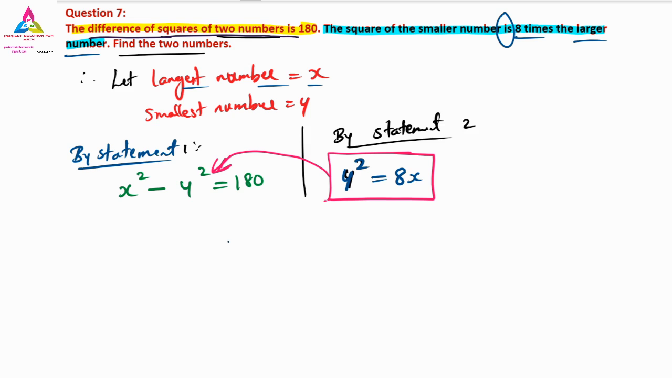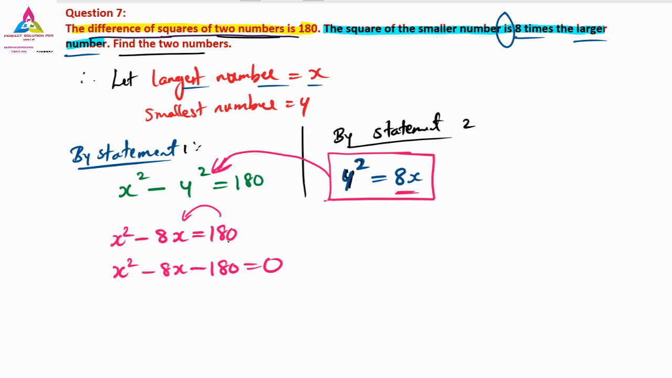So what will happen? x square minus, in place of y square I can write 8x. x square minus 8x is equal to 180. So I write x square here, minus 8x here. This 180 I bring to the left hand side, it becomes minus 180, equal to 0. Now you have found the quadratic equation.